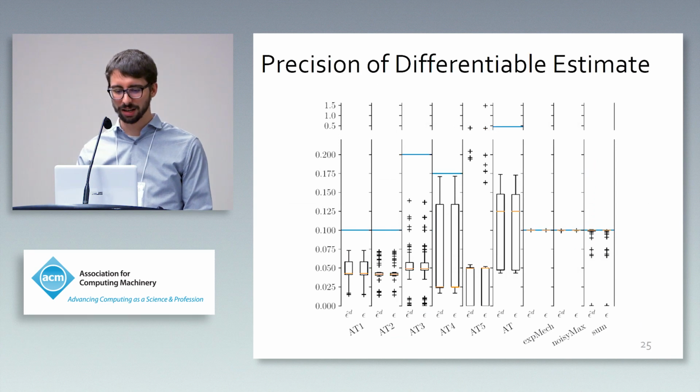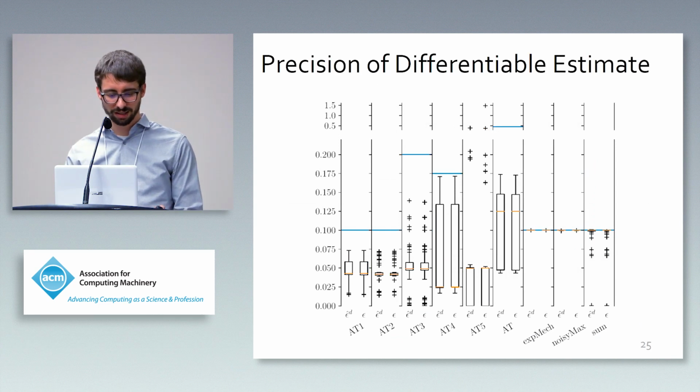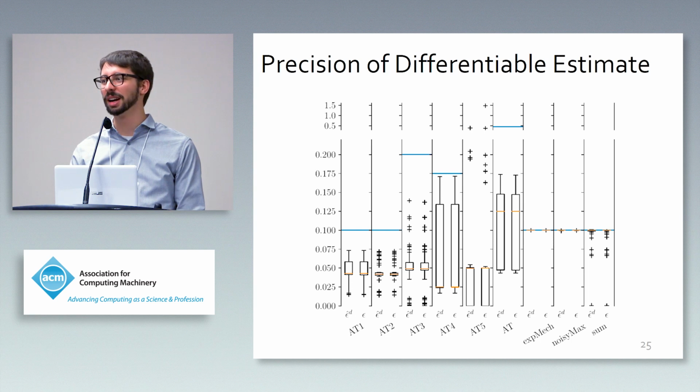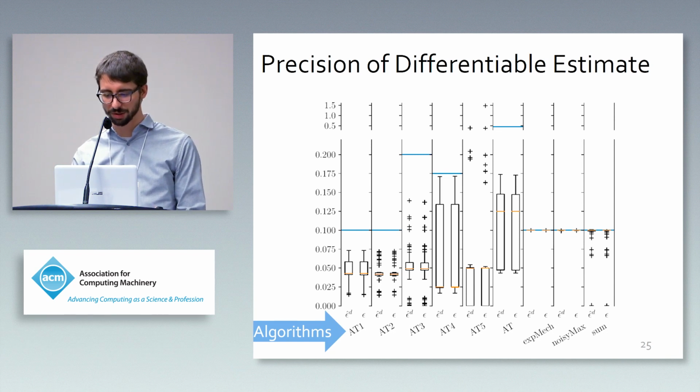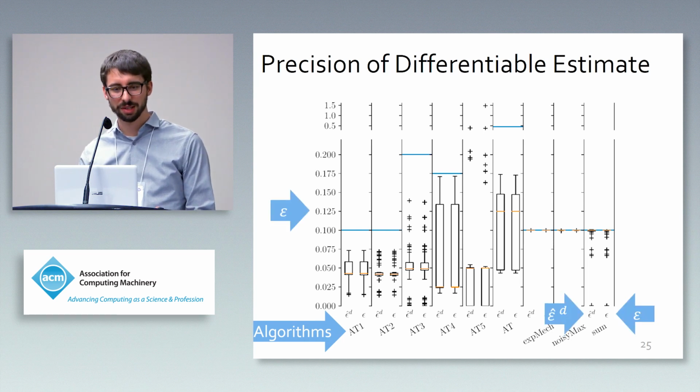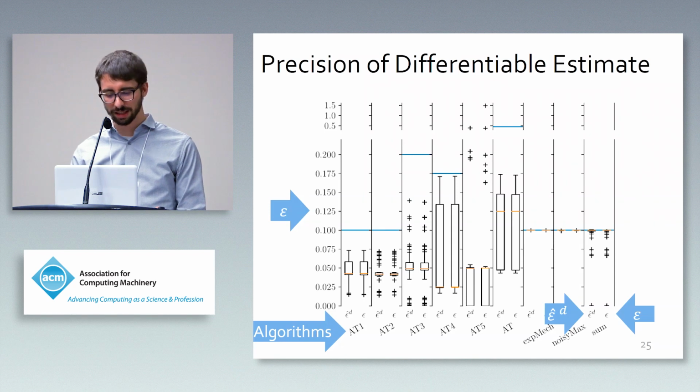So here I show you a box plot that tells you what kind of epsilons we were seeing for the algorithms that we looked at. On the x-axis, you see the different algorithms that we tested on. They were taken from the literature and have been investigated before, in particular also for upper bounds. On the y-axis, you see the epsilon, whereas for every algorithm, on the left-hand side, you see our differentiable estimate, and on the right-hand side, you see the ground truth as computed by the exact solver.